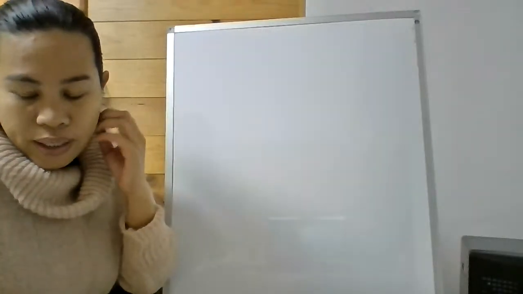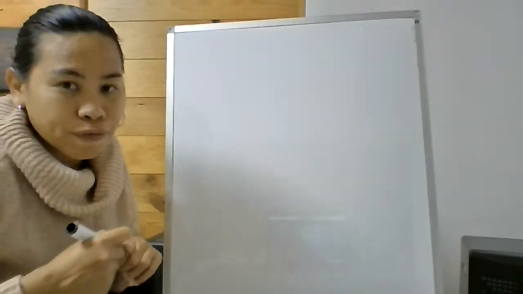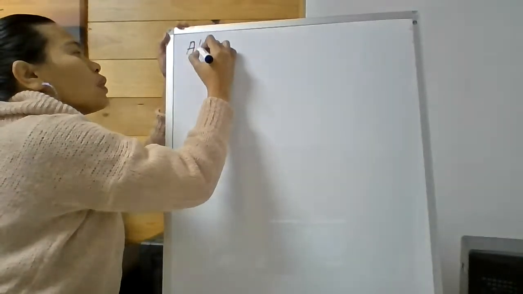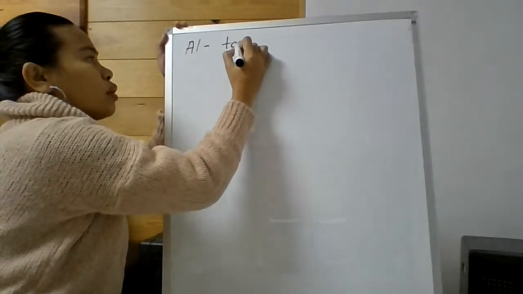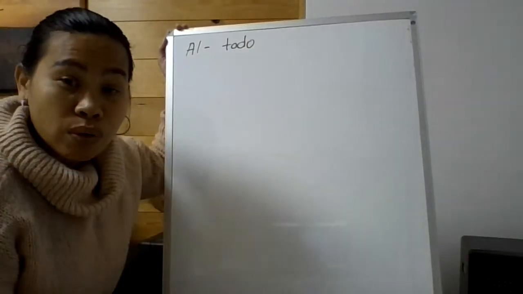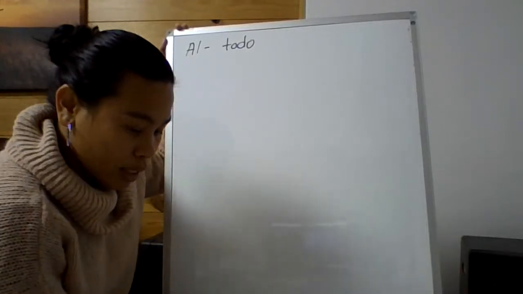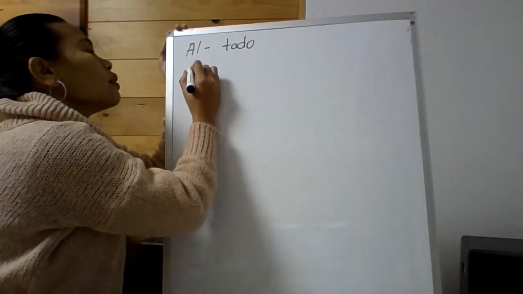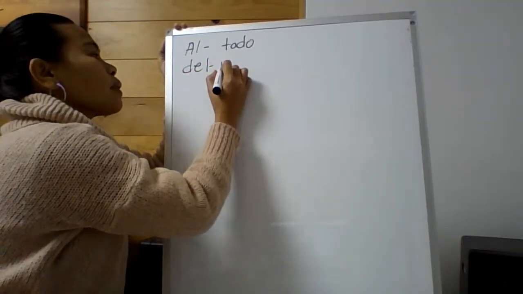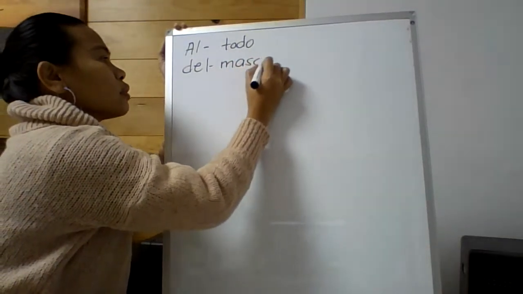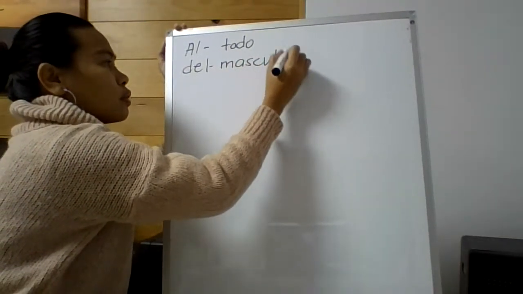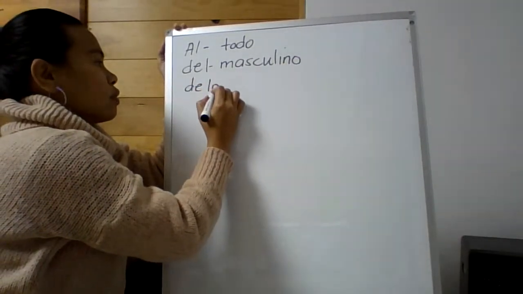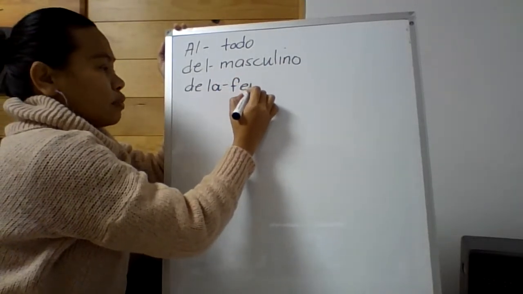Okay, so for example, let's have first "al lado", for example, no? Normally, they put a word, "al", which means para todo, meaning todo means masculino o femenino, the masculine and feminine word. So you can use that "al". And then "del" is masculino. And then "de la" is femenino.